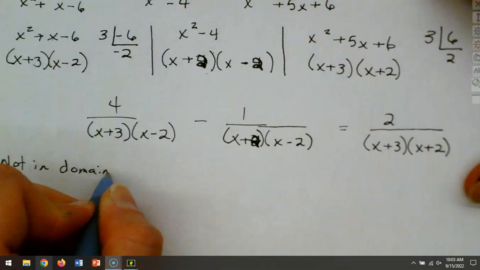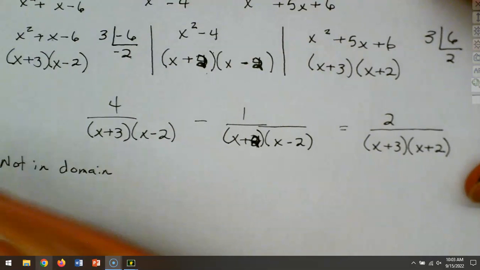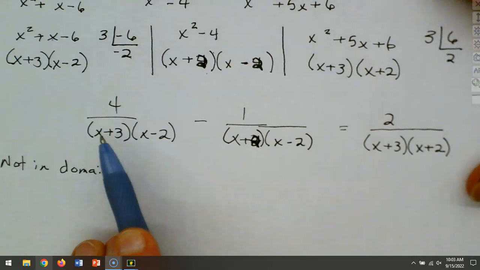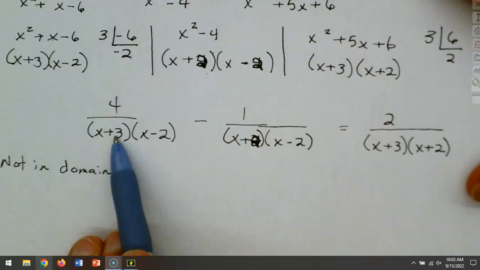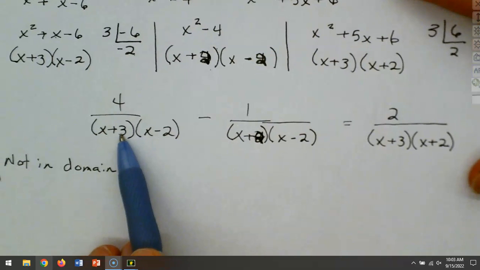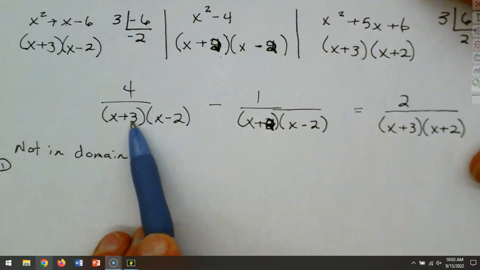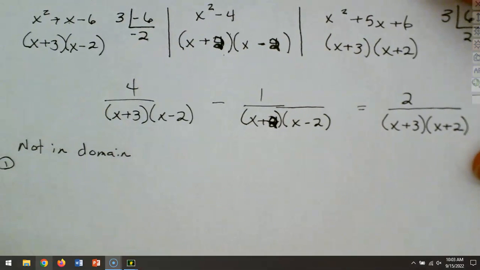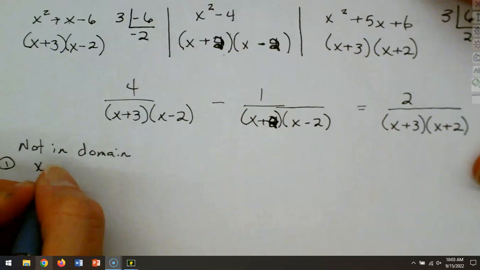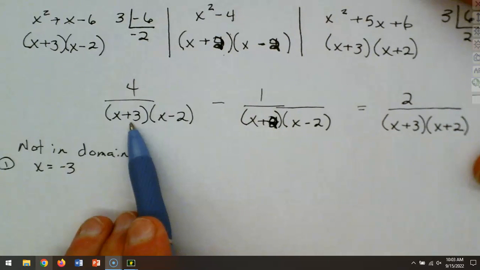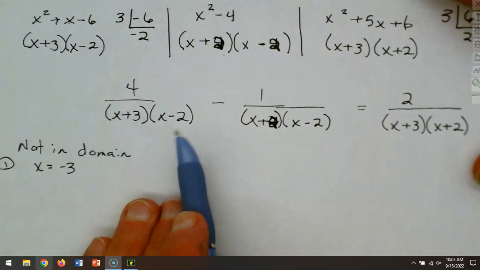This is step number 1 here. Not in the domain. Okay, what number is going to make it 0 here? Can someone tell me? What number, if I plug in and add 3 to it, is going to make it 0? Hopefully you can look at it and see what value is not going to work here. x equals a negative 3, right? Because that makes that 0. Can't have it.